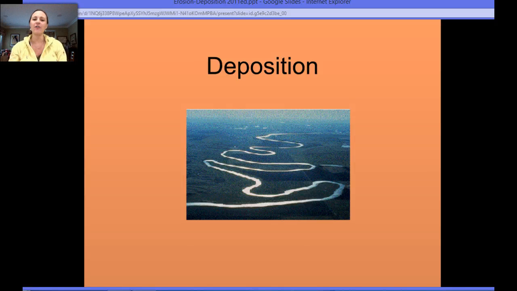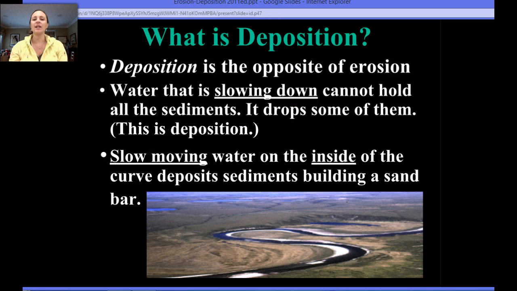We've been talking about rocks and how they can be weathered and eroded. And we mentioned this before, but we're going to look into a little more detail about how rocks can be deposited after they are eroded.